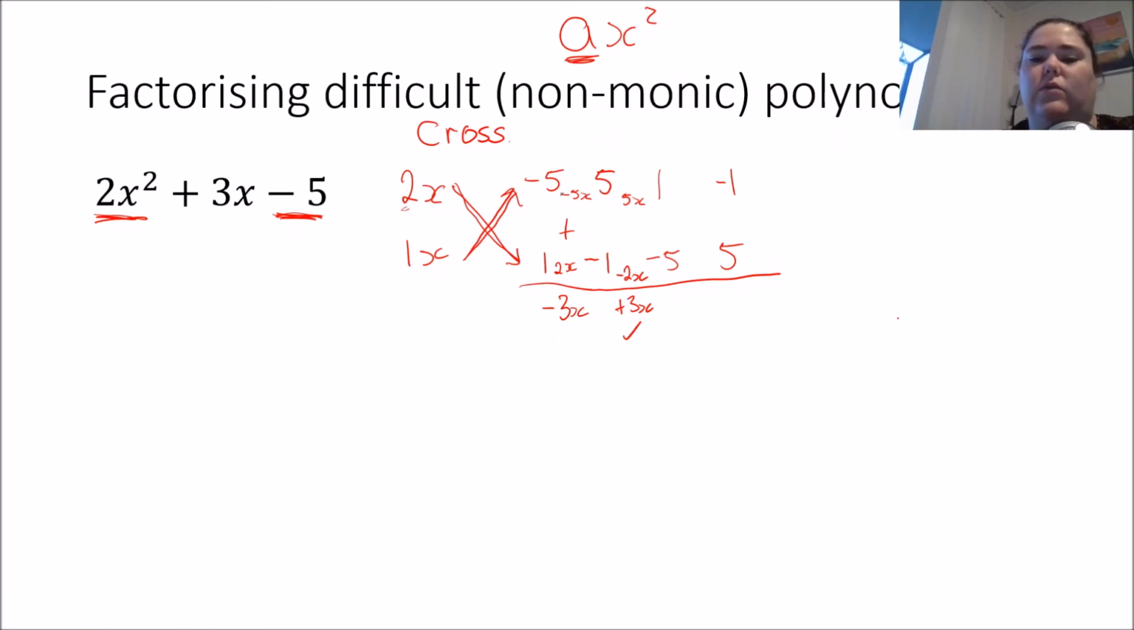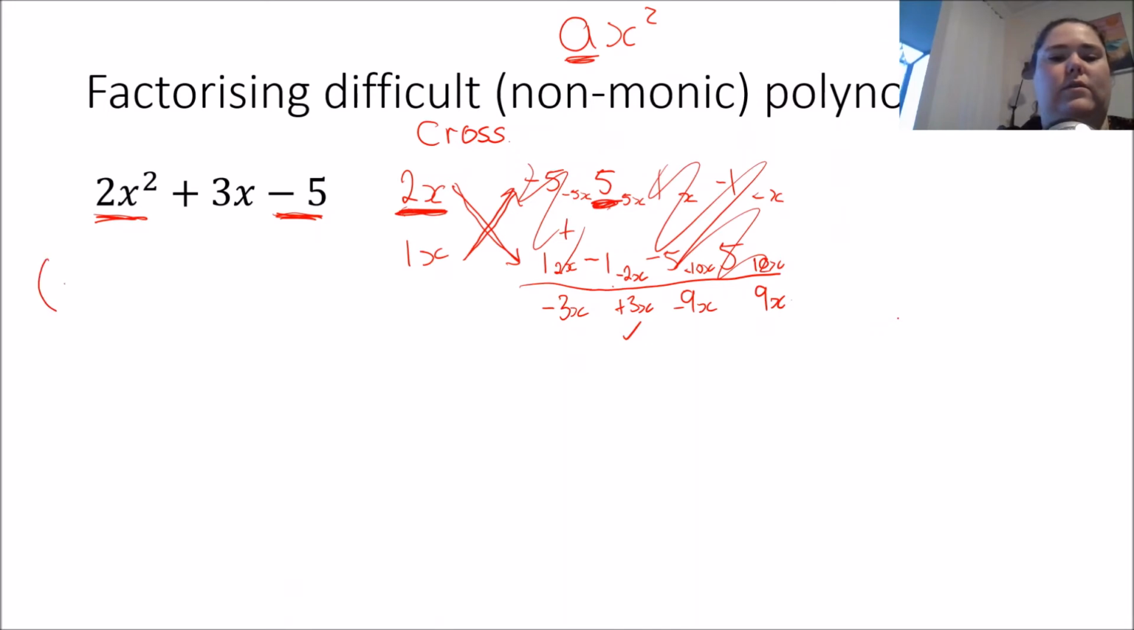So 2x times negative 5, negative 10x. We've got an x, so that would be negative 9x. And then we've got 10x and negative x. So positive 9x. So we can see that we don't want these ones because they don't get us the right answer, but we get these two instead. So one of our brackets is the top line, 2x plus 5. And the other bracket is the bottom line, x minus 1. And that's how we factorize using the cross method.